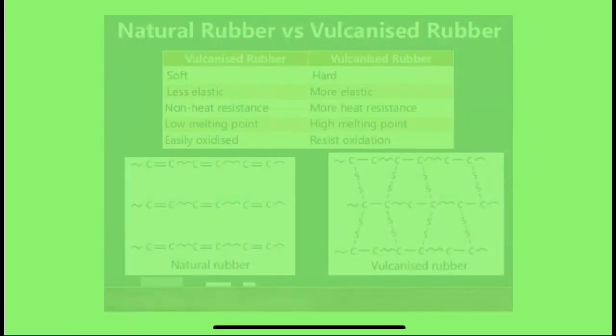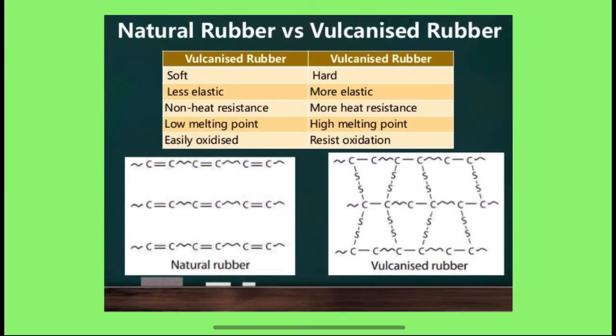The cross-linking improves the properties of raw rubber, making vulcanized rubber a tougher material that is more resistant to oxidation, more elastic as the cross-linked chains can revert back to their original positions, more heat-resistant, which means the vulcanized rubber is less soft and sticky on warming, and less soluble in an organic solvent. Several products are made of vulcanized rubber due to its favorable properties.